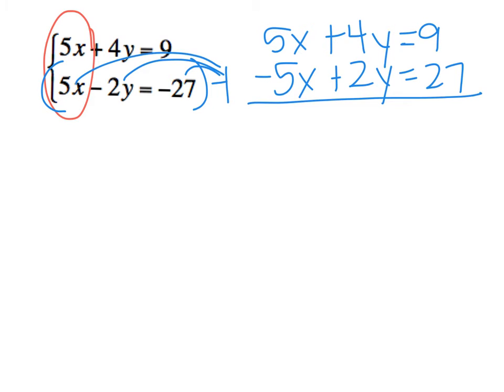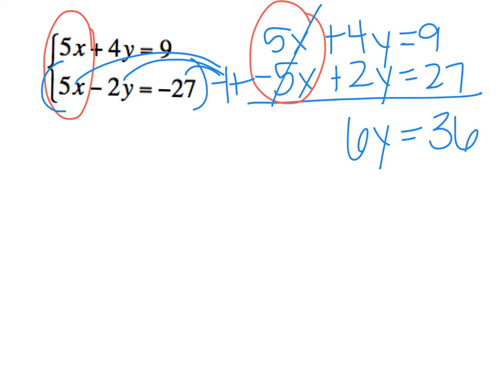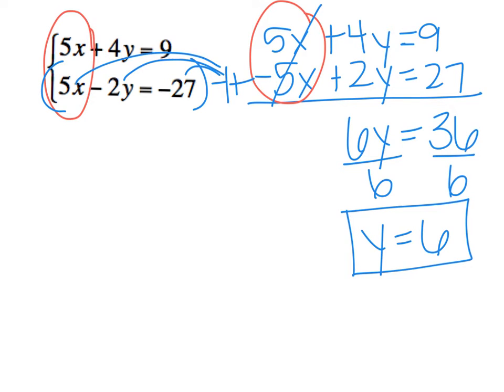And then again, the whole idea is these are now opposites of each other, so I can add down that column, and they're going to cancel each other out. Those cancel, they're gone. Add the next ones down, you get 6y. Add down there, we get 36. Solve for y, divide by 36. y equals 6.